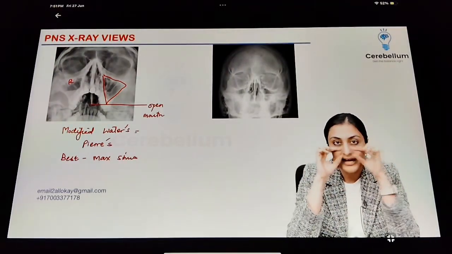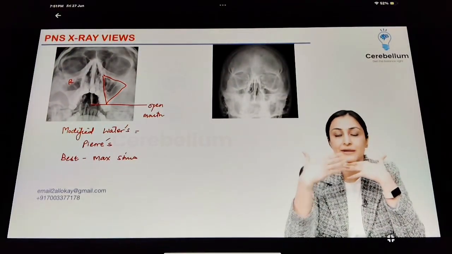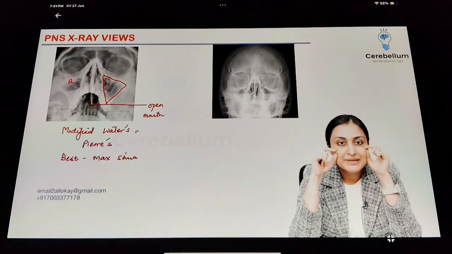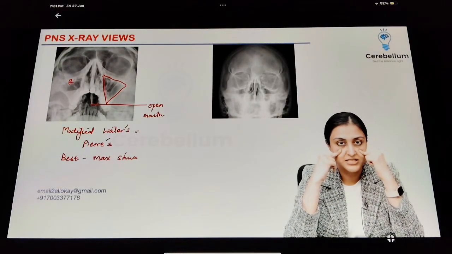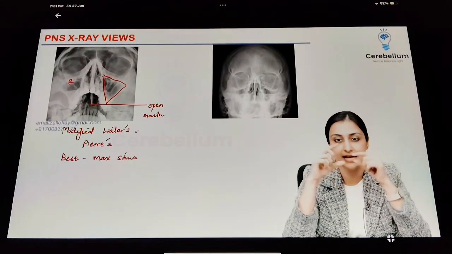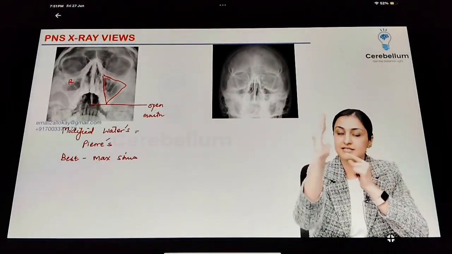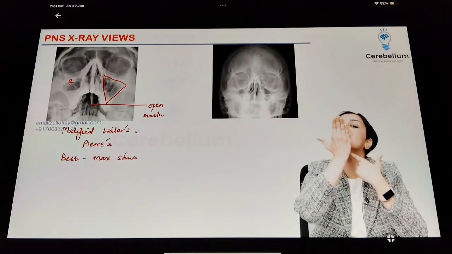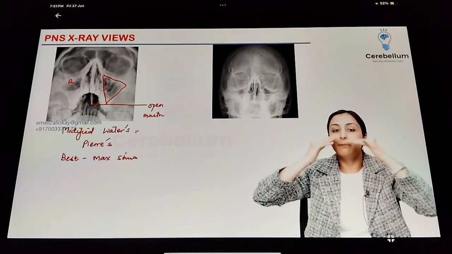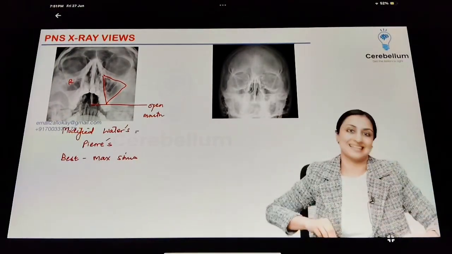So when we are having a straight face, right? If I just take an X-ray like this, the pterygoid plates are going to overlap the maxillary sinuses. So in order to free the maxillary sinus from the pterygoid plate, I'm going to have to pull up my chin. This is the image receptor. So what we do is we pull up the chin like this. That way, the pterygoid plates are going to go down and the maxillary sinuses come up.